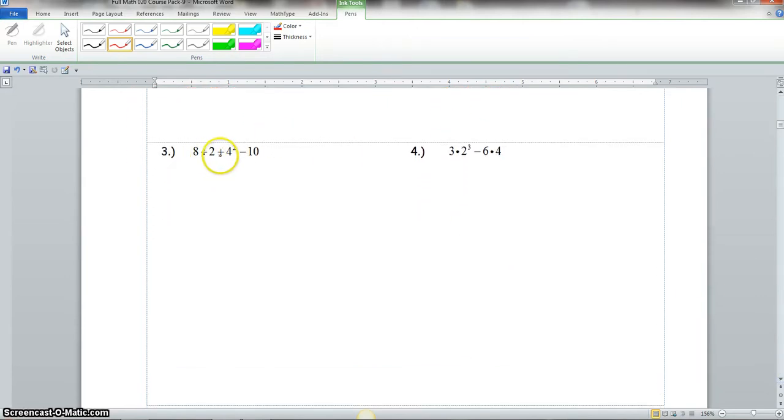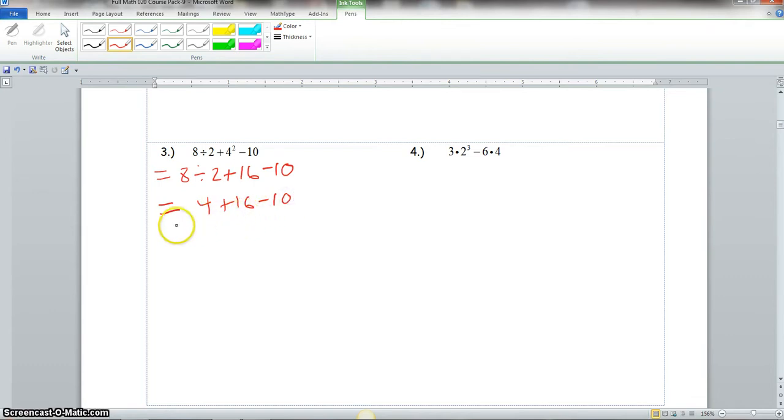Now we have division, addition, and exponent and subtraction. We know we would do this exponent first. So we would have 8 divided by 2 plus 16, because 4 squared is 16, minus 10. Now we have division, addition, and subtraction. We would do the division first. 8 divided by 2 is 4, plus 16 minus 10.